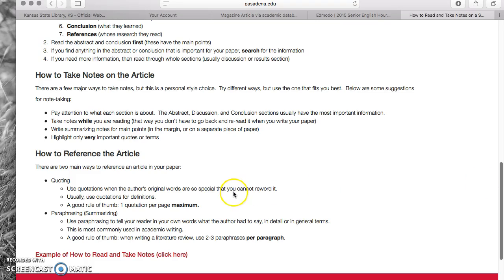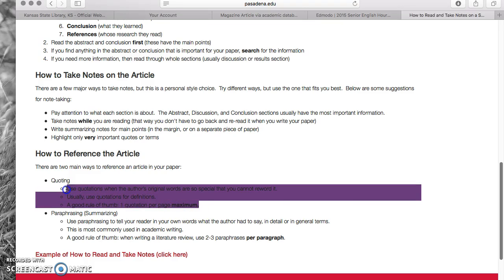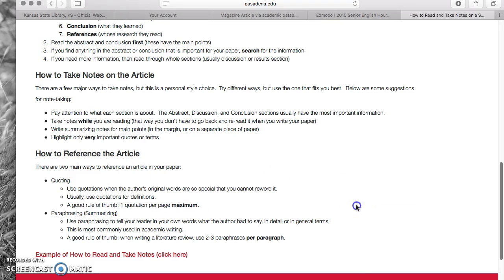Okay? And here, how to reference the article. We've been over this as well, generally. Basically, quoting is using the words of the original author so that you cannot reword it. And that's again something where you feel like they put it so well, you can't put it any better yourself. And then we've been over this several times as well, paraphrasing, essentially summarizing, but putting information in about the same amount of words as the original source, okay? And it is indeed the most commonly used in academic writing, okay?